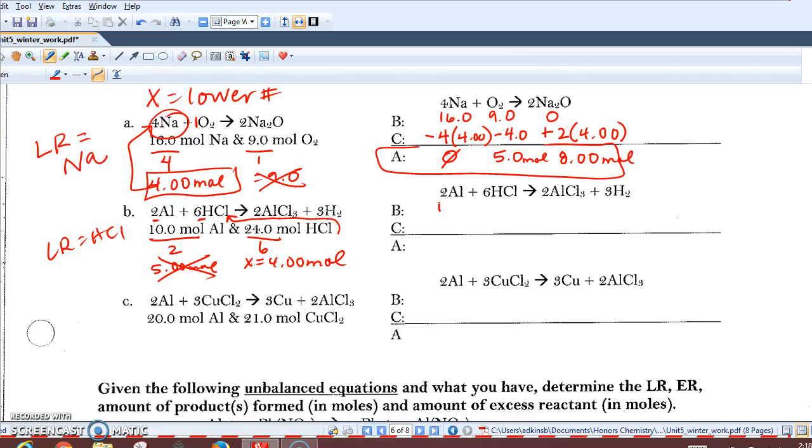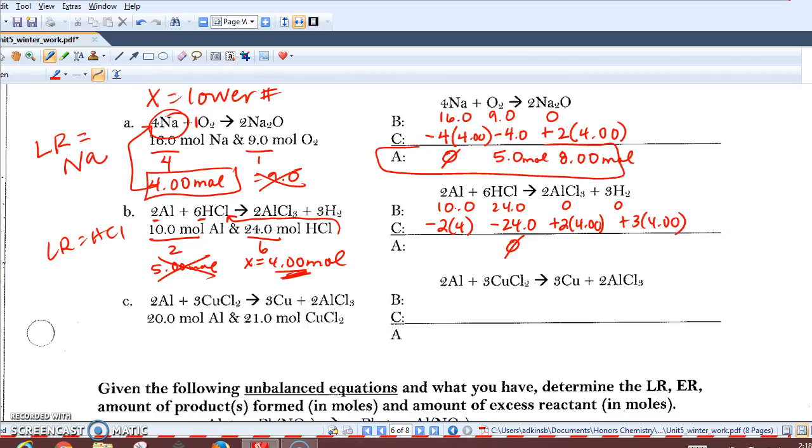All right, we set up our table. We've got 10.0, 24.0. These are both zeros. This is going to go down by 2x, so 2 times 4. This is going to be completely used up. How do we know that? Because it gave us the smallest number when we divided. And by definition, your limiting reactant is completely consumed. So that's going to give us 0. This is going to go up by 2x, so 2 times 4. And then the hydrogen is going to go up by 3x.